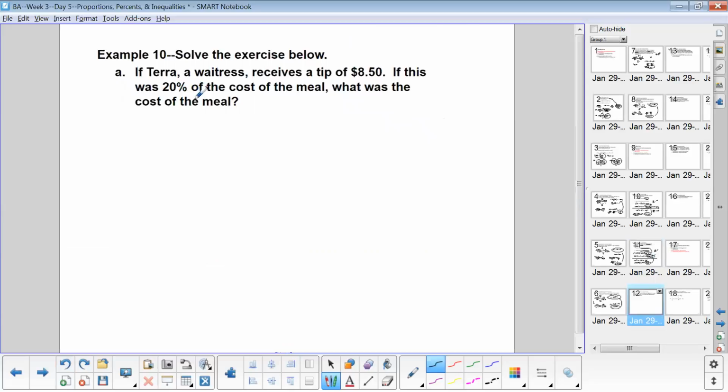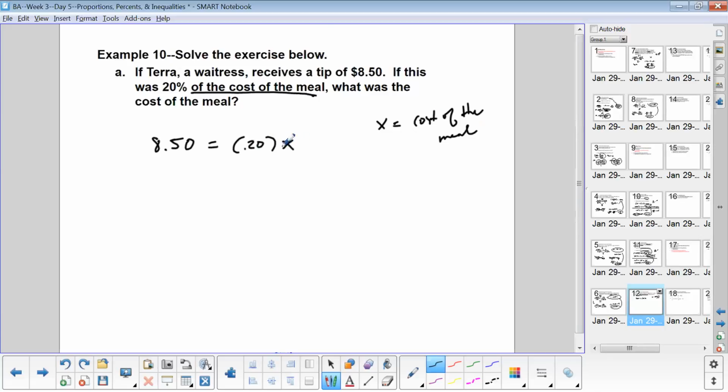So here we've got a waitress, and she received a tip of $8.50. Now $8.50 is 20% of the cost of the meal. The problem is we're saying x is the cost of the meal, and we don't know what the meal would be. However, if we think about that, 20% times the cost of the meal is going to equal $8.50.